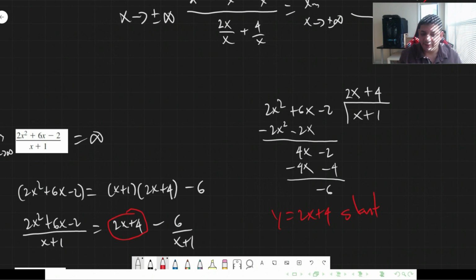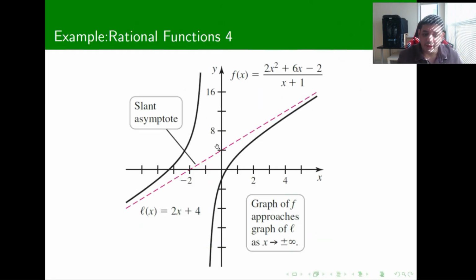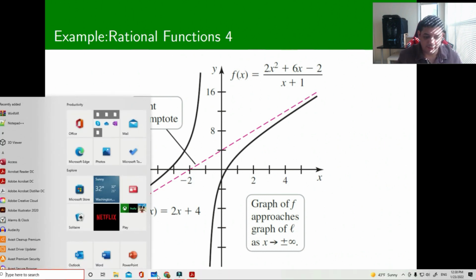And so that means that this line is going to be the slant that shows up in our graph. Let's take a look at how that's going to be. Notice this is the equation of the line 2x plus 4. This is the asymptote that is running between the two functions. And of course, this is going to infinity when we're approaching infinity. Oh, and apparently this is going to minus infinity. Let me see. Yeah, it does make sense. Maybe it's worth taking a look at that.